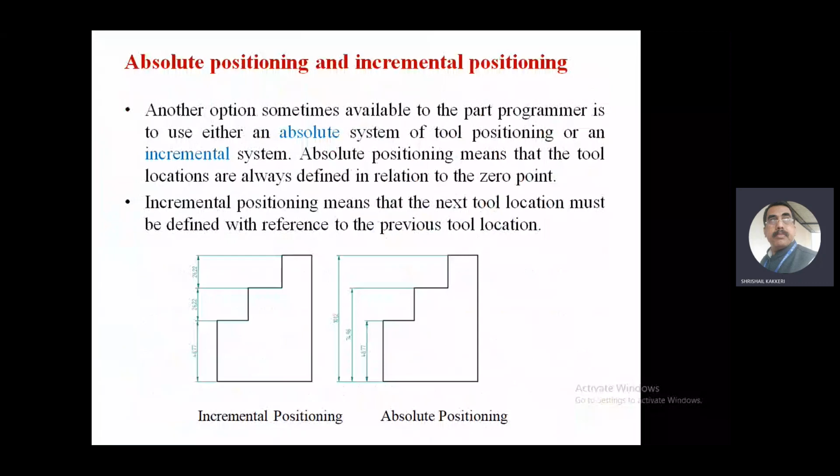But whenever you are going to machine complicated shapes, there are more chances that we may make small mistakes with the incremental position. Because if you make a small mistake anywhere in between, that mistake will be replicated over the entire dimension from there. So programmers prefer absolute programming instead of incremental programming. Both ways can be used.